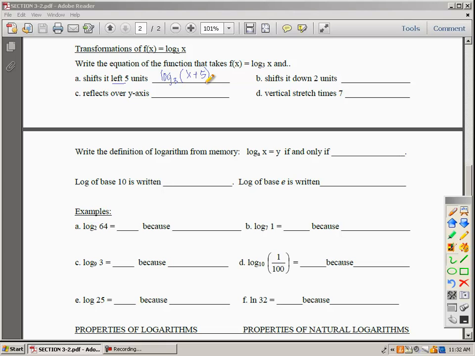In part B, if I want to shift it down 2, we always put that at the back end. So log base 3 of x, down 2, means a minus 2 at the end. If I want to reflect it over the y-axis, then I need to tie that in with the x value. So this is going to be the log base 3 of negative x, or the opposite of x. If I want to do a vertical stretch, that's outside our function, so we'll say 7 times the log base 3 of x.